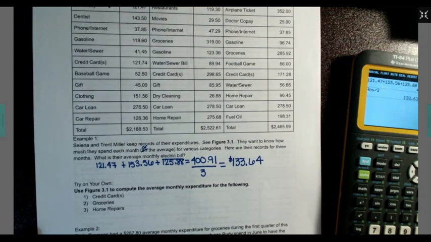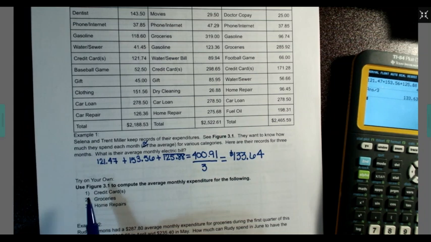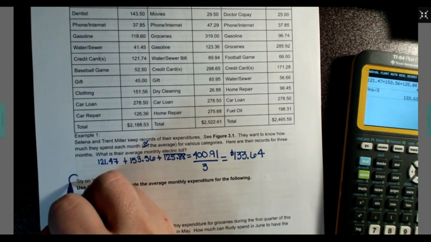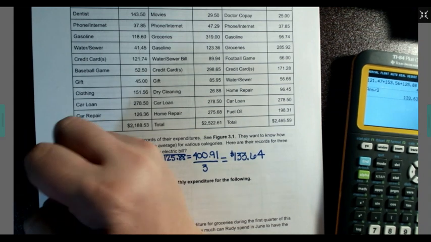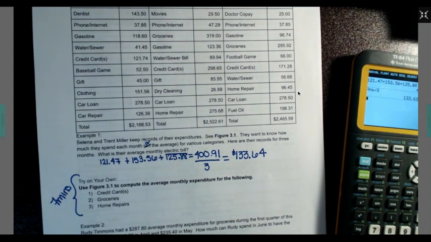What I want you to do is you have a couple to try on your own. It says use figure 3.1 to compute the average monthly expenditure for the following. 1, credit cards. 2, groceries. 3, home repairs. I want you to take 7 minutes to find the average monthly expenditures for these 3 items. Go ahead and pause your video now.